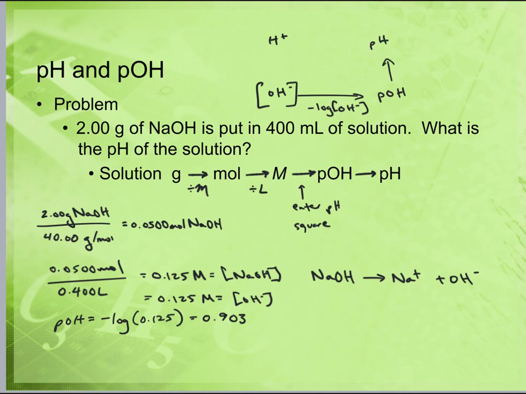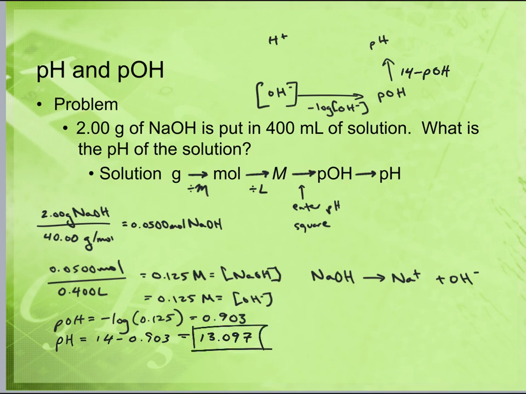And then to get to pH, that is going to be 14 minus pOH. And if we do that, 14 minus 0.903, it's going to give us 13.097. So that would be our final answer here.